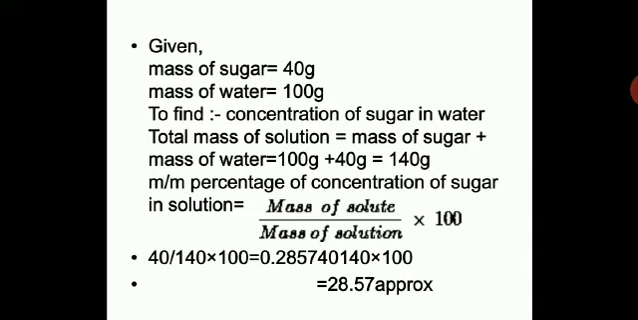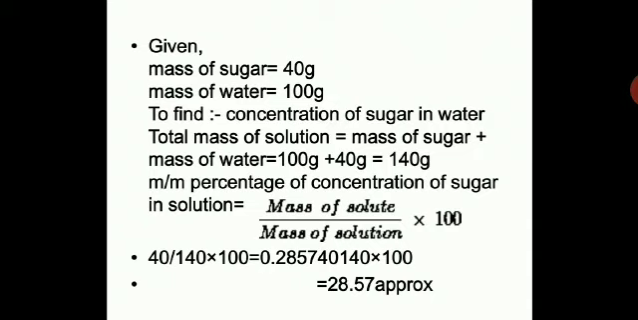So now what is the data given here? Mass of sugar 40 gram, mass of water 100 gram. We have to find concentration of sugar in water. Total mass of the solution will be mass of sugar plus mass of water, that is solute plus solvent. That will give you the total mass of the solution, which will be equal to 100 plus 40, that will be 140 grams.